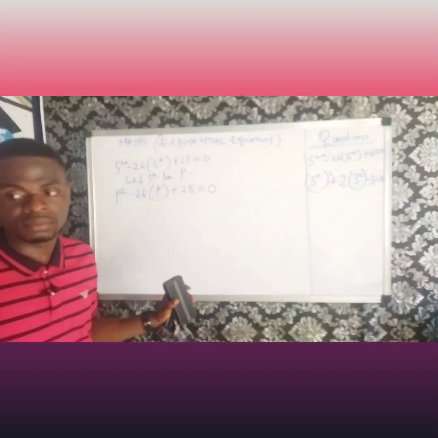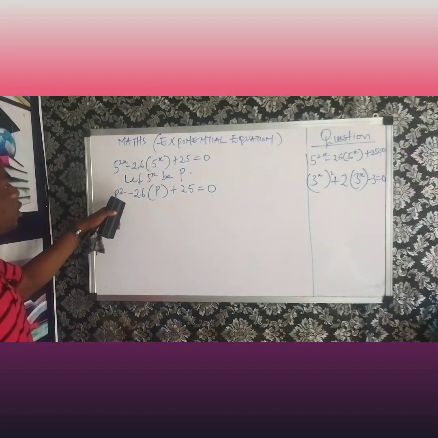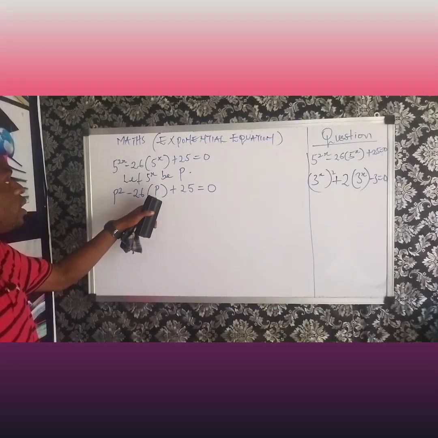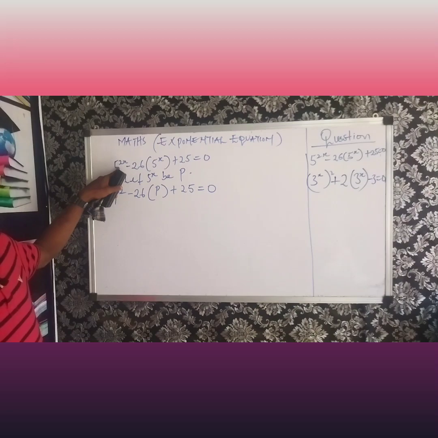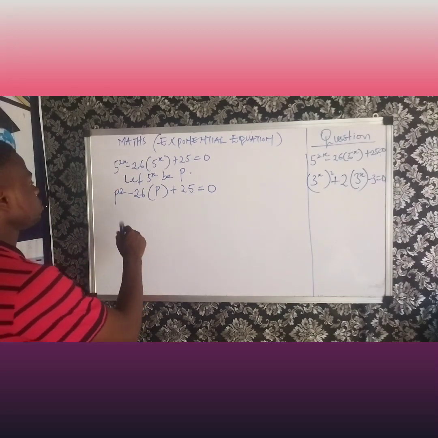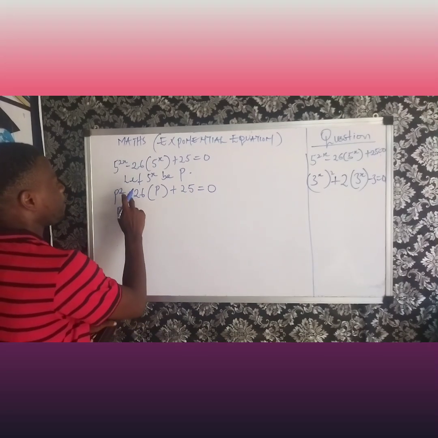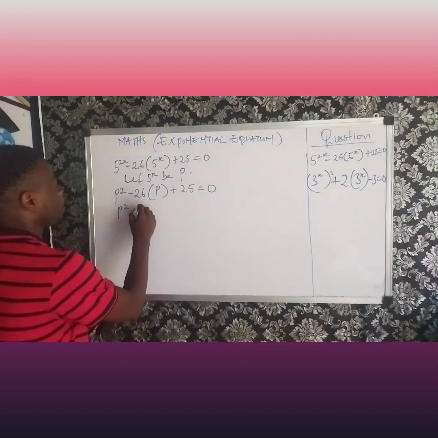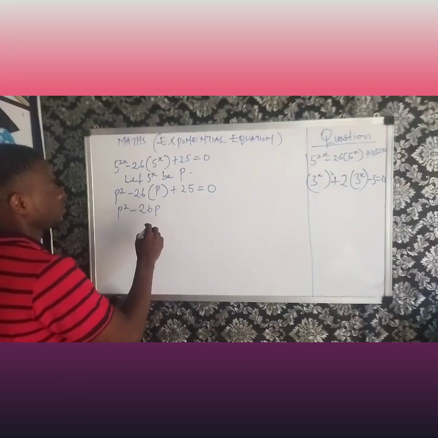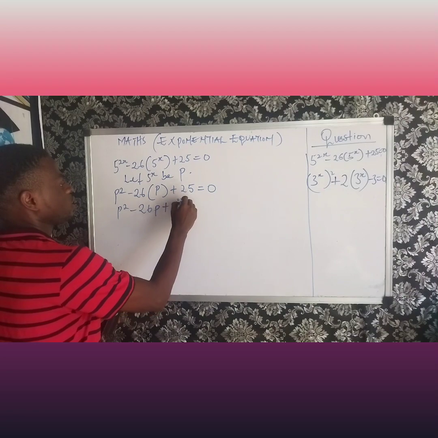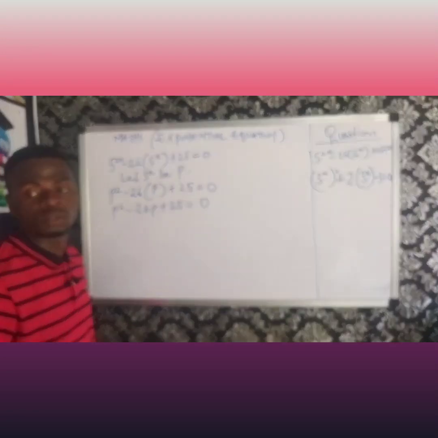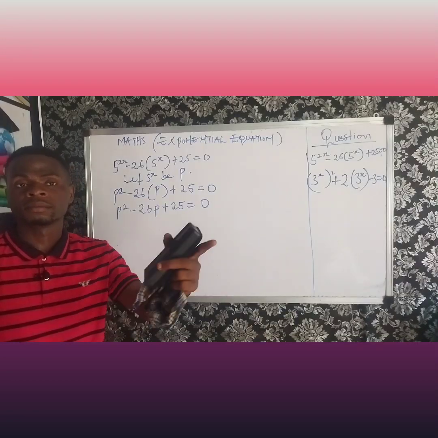Very simple. Because I said this 5 power 2x has been changed to p square, since this one is 5 power 2x, it becomes p square. So now we have p square minus 26 times p, which gives minus 26p, plus 25 equals 0. Are you getting it?